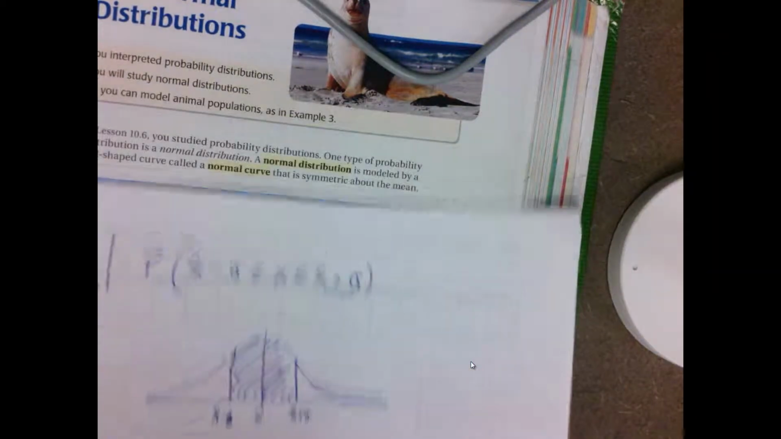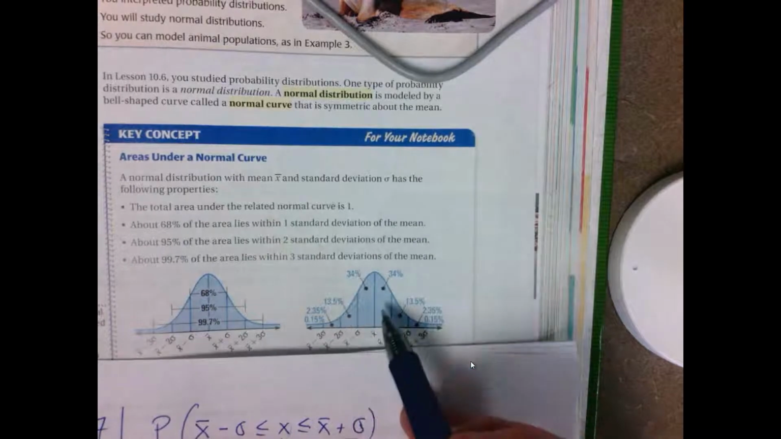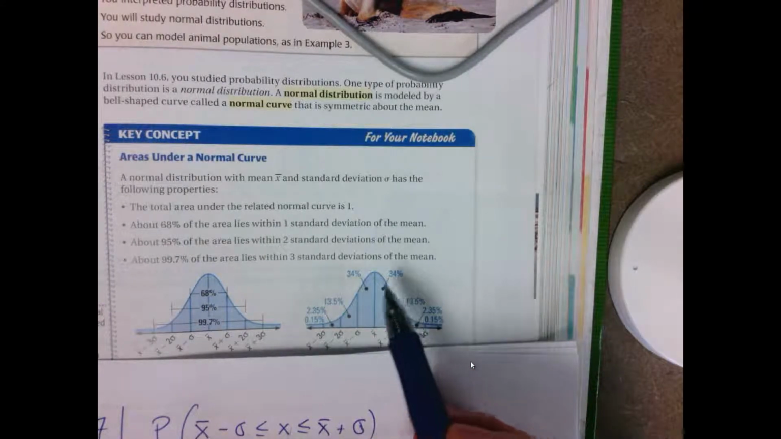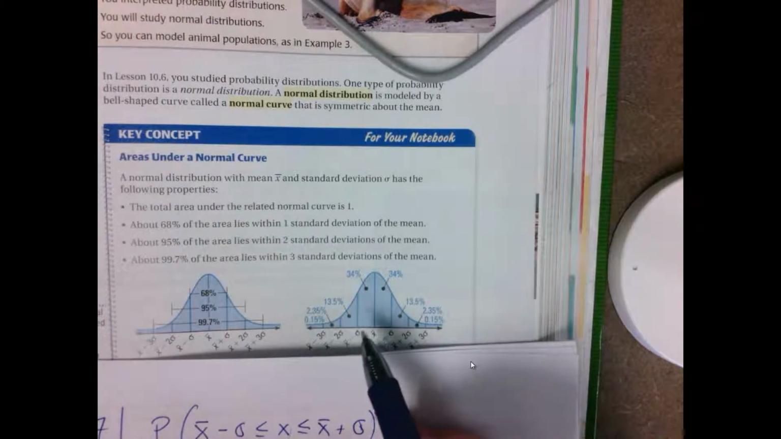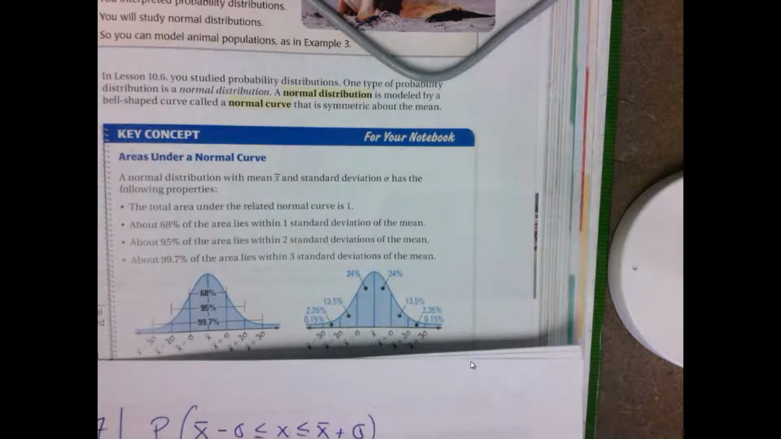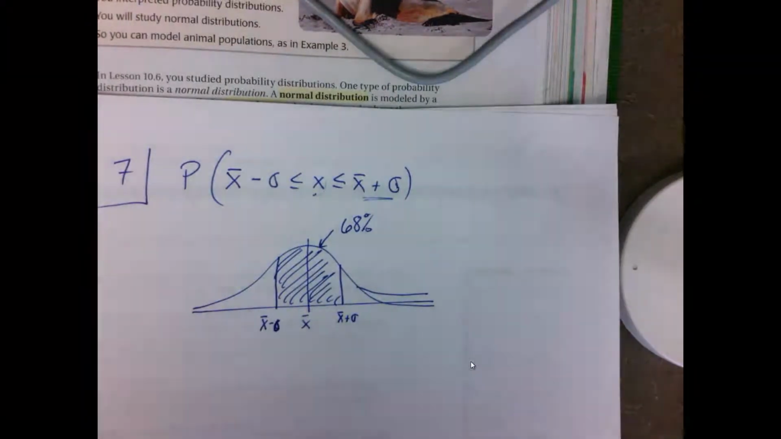Well, if I come back to the text and we take a quick look at our data table here, we see that from the average to one standard deviation to the right, it's 34% of people. And one standard deviation to the left, it's also 34% of people. Meaning that this region here is 68% of people. Now this is really important that we understand that 68% of people fit in that category.